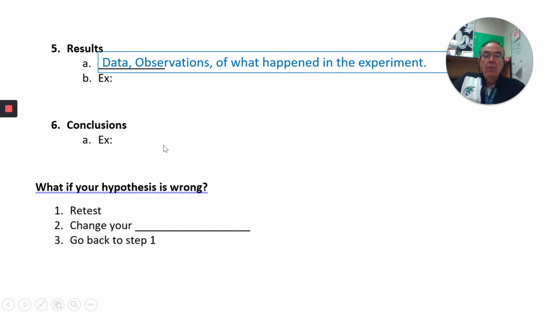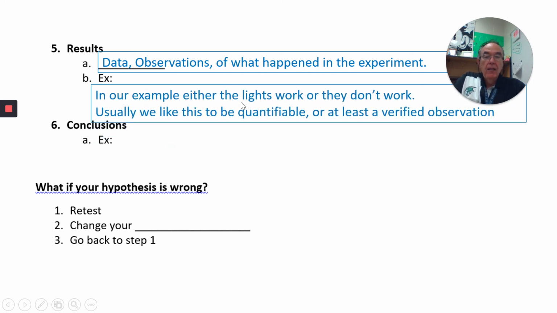Now, when we do an experiment, we're going to get results. And the results are the data and the observations of what happened. In our experiment, the light bulb will either work or it won't work. So this would just be an observation. Usually, we like quantifiable, and a quantity means a number or at least some kind of verified observation. Like in our example, the lights came on. That would be a verified observation. Data that we can measure, and like with the plants, we would want to measure the new growth and say, well, they grew on average 10% higher or 20% higher, things that we can measure.